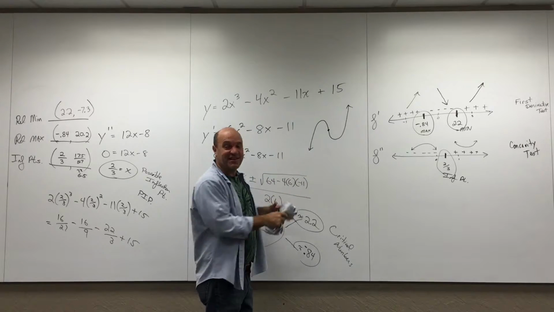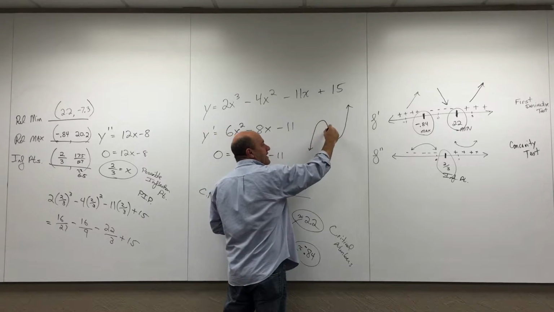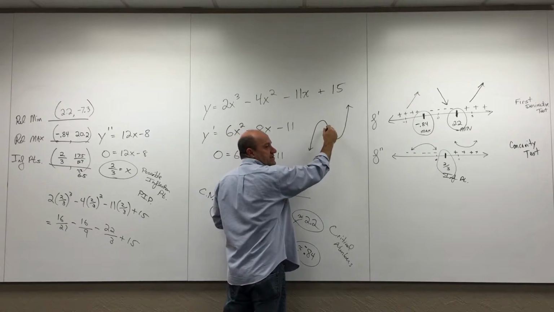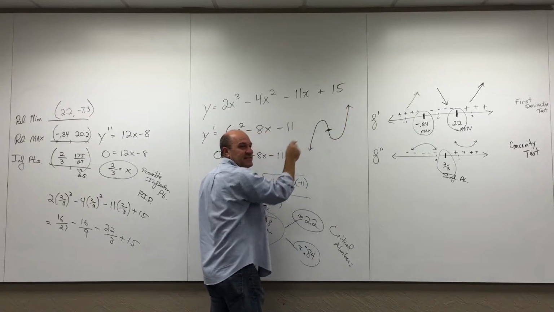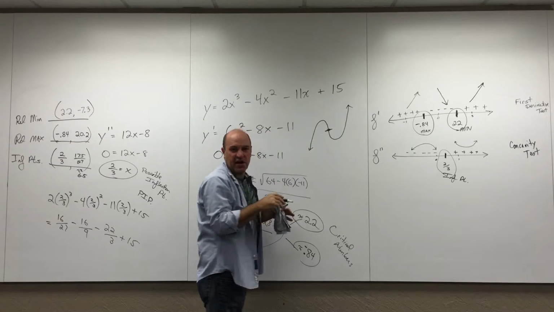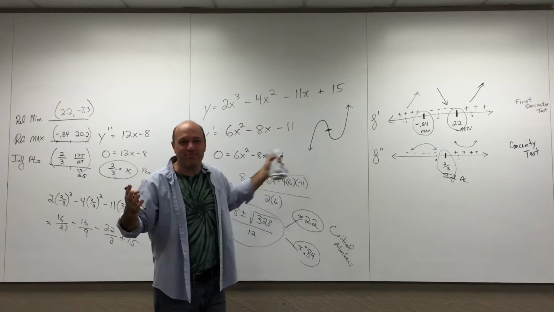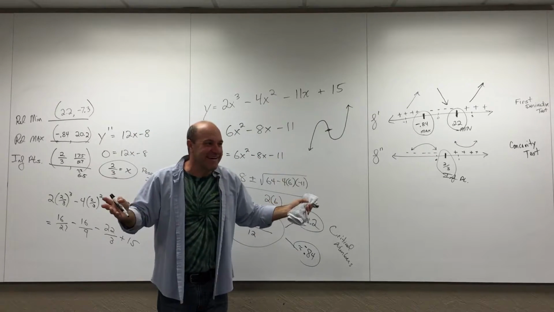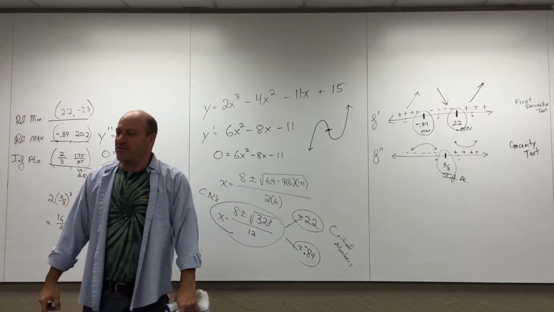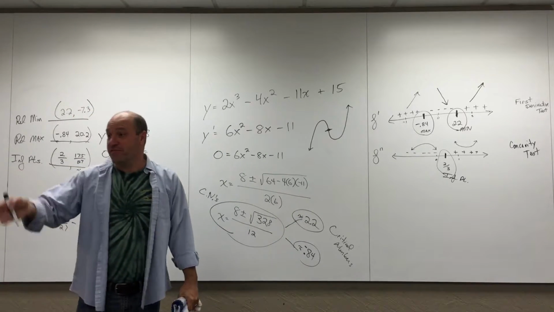I mean, do you see it changing concavity? It's concave down, and then it hits this point, and what does it do? It changes to concave up. That's an inflection point. So a cubic equation is a classic min and max and inflection point problem. It's good. But it's also almost a giveaway if you know what a cubic function looks like.